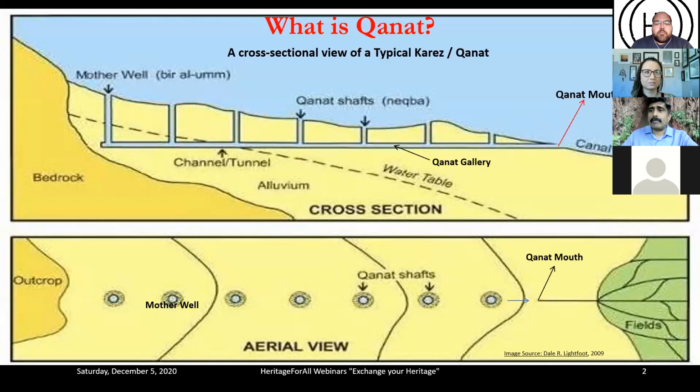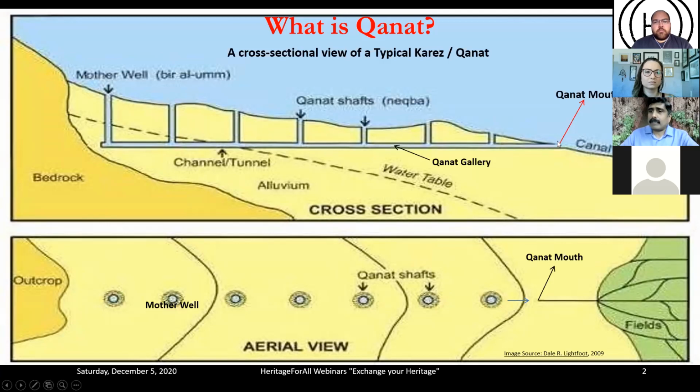If you look at a map of Iran, especially Yazd or any of those areas, you will find so many holes in sequence, looking from satellite imagery. The image you are seeing is the way it looks from above. You'll find so many holes, as if someone had dug up the earth. These are nothing but the air shafts on these tunnels. These air shafts allow people to maintain these systems so that there is a continuous flow of water through these tunnels. The tunnel is also called the Qanat gallery, through which the water flows.